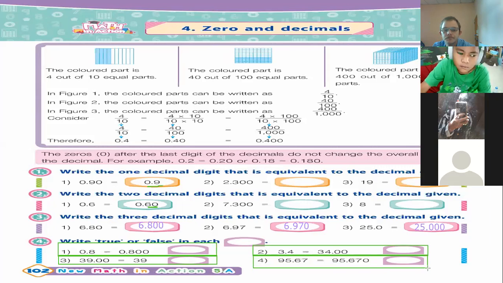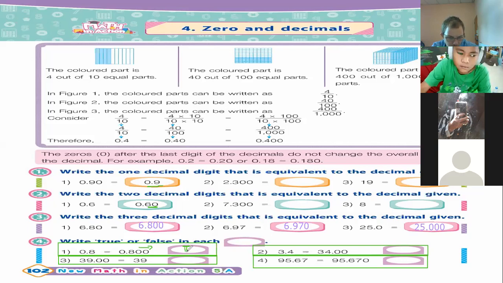True. It is true because no matter how many zeros at the back of the decimal, the number does not change. True.